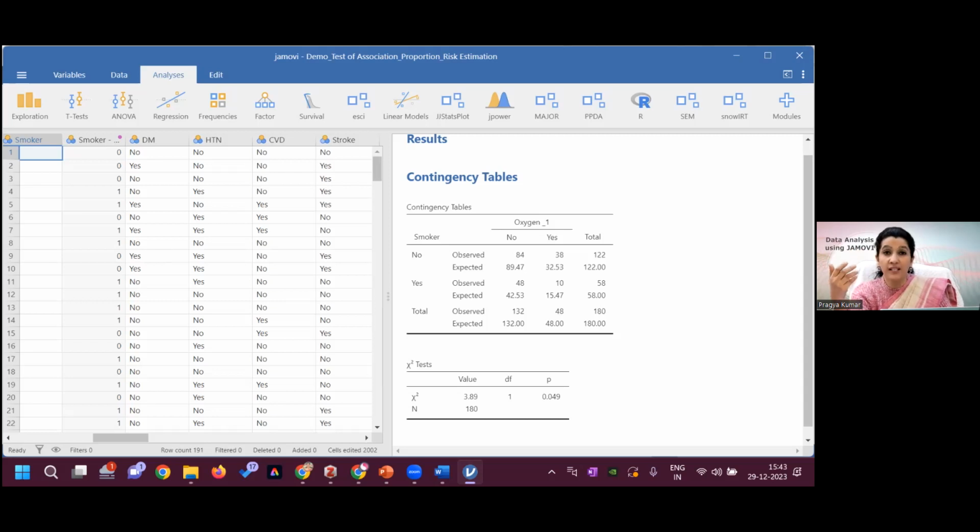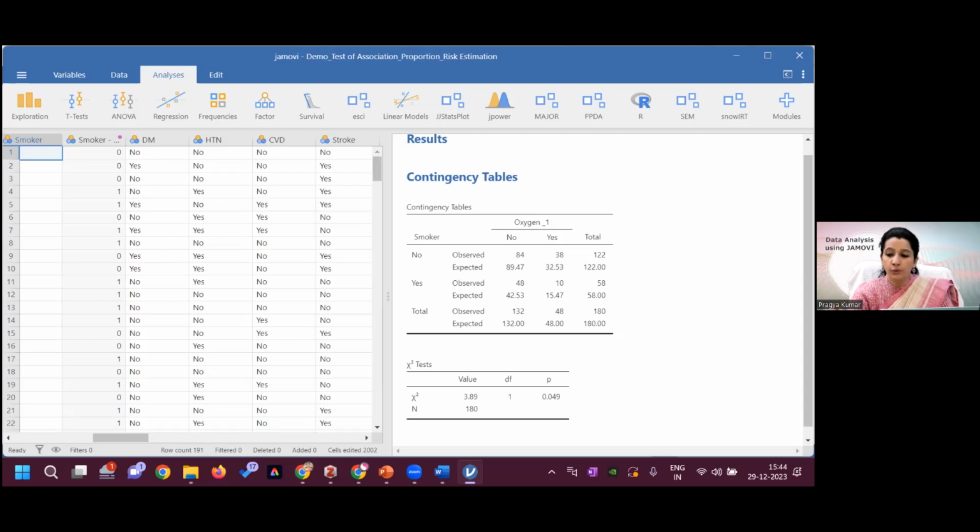And you know that there is a Mantel-Haenszel trend. We check for the trend and you stratify and see whether there is any confounder or not. So we never write the expected in our table. We only write the observed.